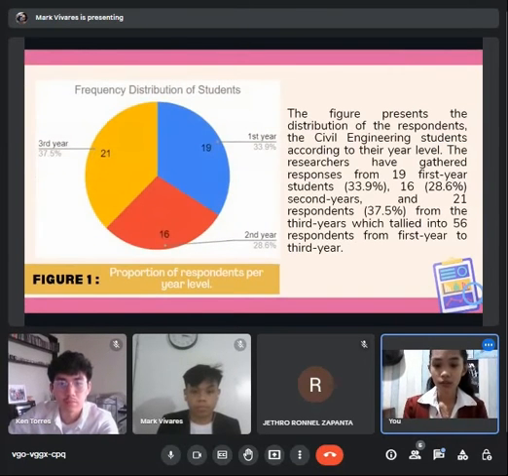So first, this figure presents the frequency distribution of our respondents per year level, where we got responses from 19 first-year students, 16 in the second year, and 21 responses from the third year, which tallied into 56 responses.